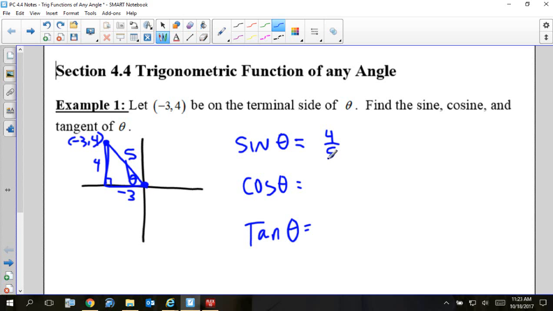So cosine of theta was negative 3/5. And tangent of theta was the one I was talking about, pulling that negative sign out front because it was 4 divided by negative 3, which makes the whole fraction negative 4/3.